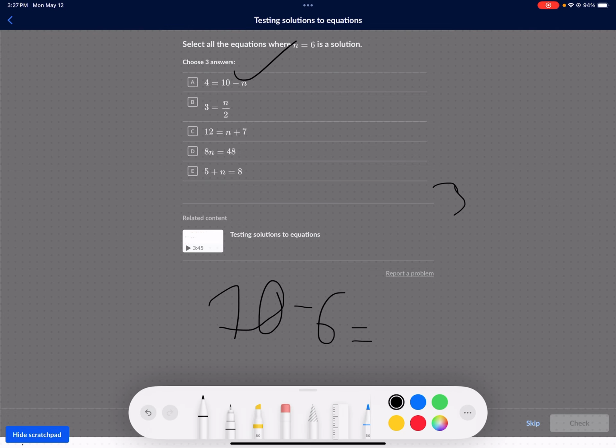3 equals 6 over 2. 6 divided by 2, that is 3, right? And then we have 12 is equal to n plus 7, so we have 6 plus 7, that's equal to 13. That's not 12, so no, this is wrong.